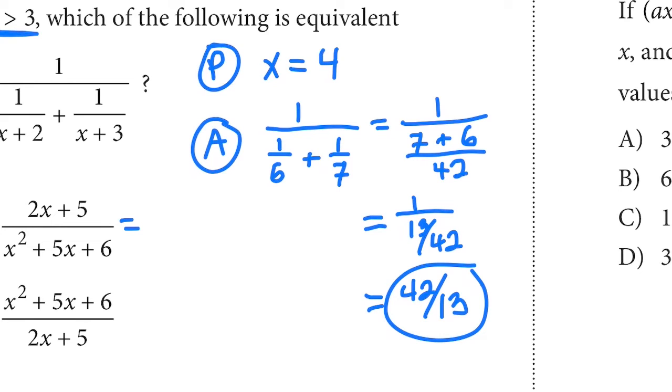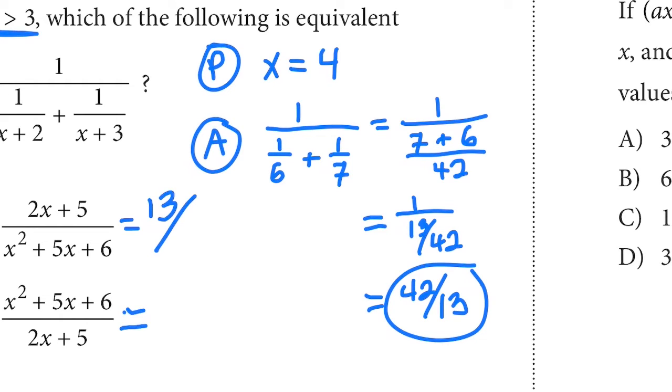If I plug in a 4 for X, I get 2 times 4, which is 8, plus 5, which is 13. So I'm going to get 13 over something, which I can already tell is not what I'm supposed to get. So if I'm being really efficient with how I match the correct answer to the numerical value I came up with, I can already tell it's going to be answer choice B.